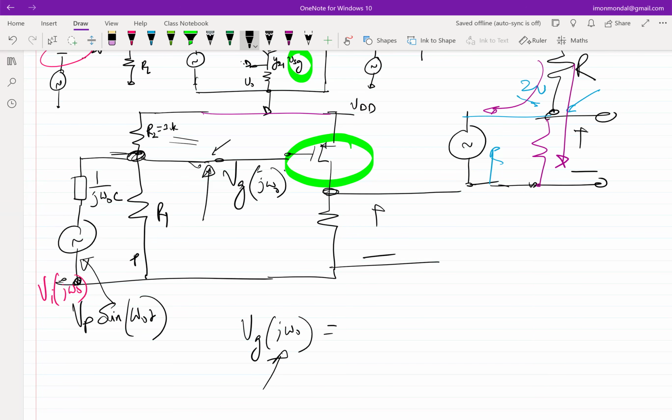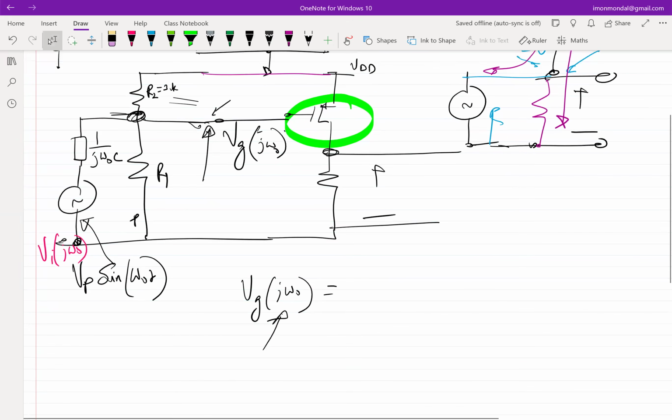In that case, what will be the output? The output will simply be the equivalent of whatever we see. I can redraw. Let me redraw for us. That will make more sense. So we have this.